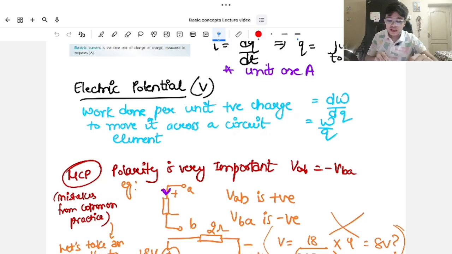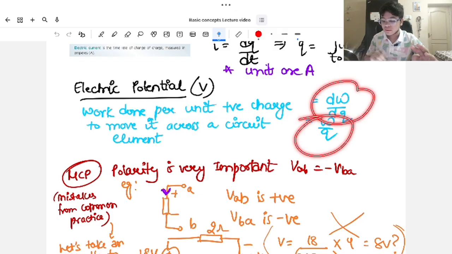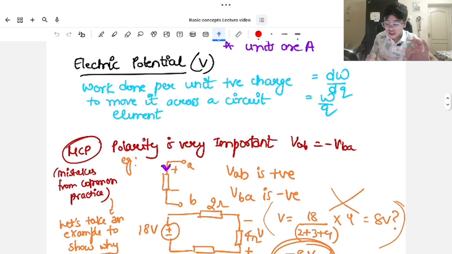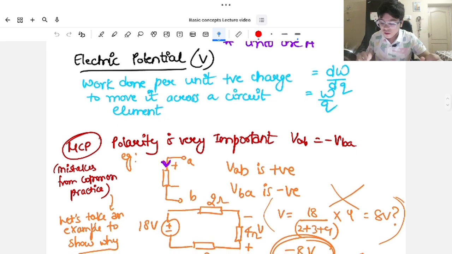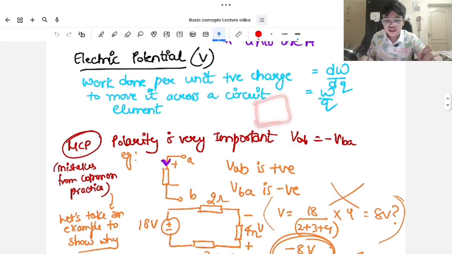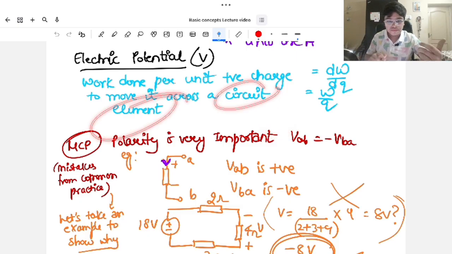But yes, it is the work done per unit positive charge, dw by dq, or w by q, to move it across a circuit element. This is very important, because for example, if I consider this circuit, this is simply a loop, right? You cannot talk about potential here, because potential is going to be the same at every point. There is no point in defining potential in this particular case, because there is no circuit element. So that's why this becomes very important.